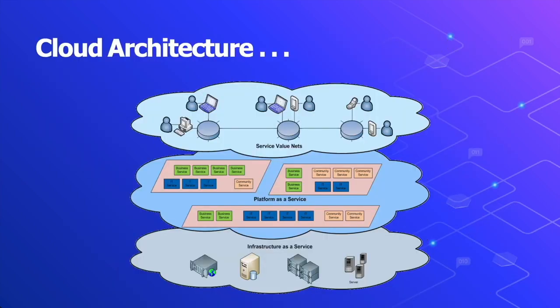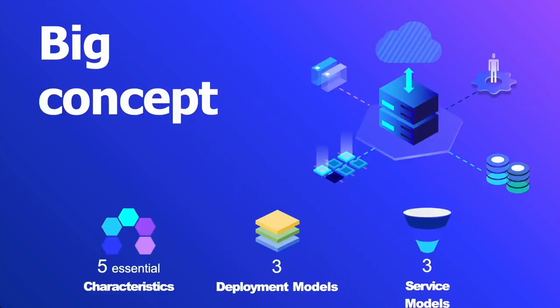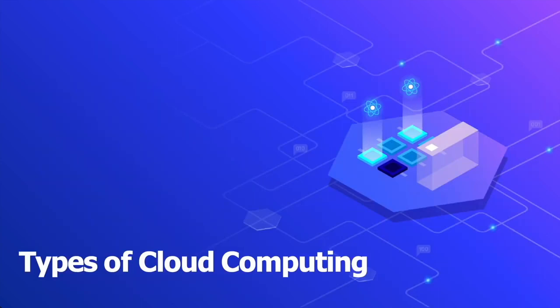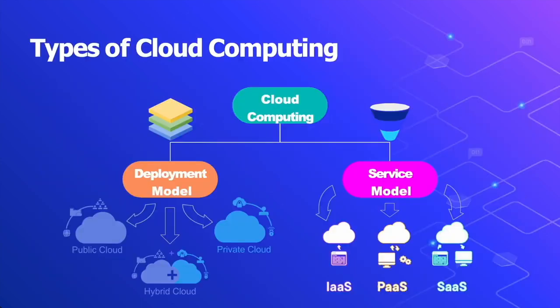Coming to the cloud architecture, a typical cloud setup has three sections: a front end portal for users to access the cloud environment, a backend with servers and data storage, and a network to connect them. This is managed by the cloud provider. Coming to the big concept, it has five essential characteristics, three deployment models and three service models. Cloud computing characteristics are on demand self service, resource pooling, measured service, broad network access, and rapid elasticity. Coming to the types of cloud computing, it has the three deployment models and three service models.